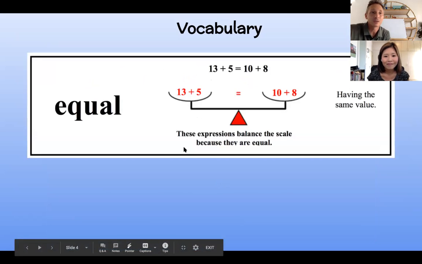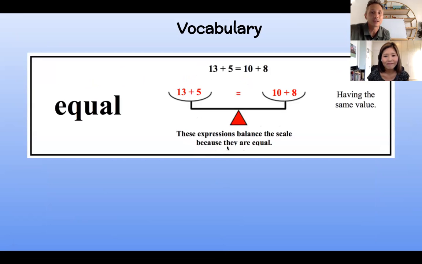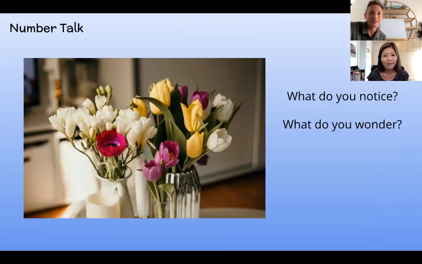Same thing with the word equal. Remember, that is an expression that balances the scale because they are equal. So both sides are going to be the same, having the same value. It's very important.